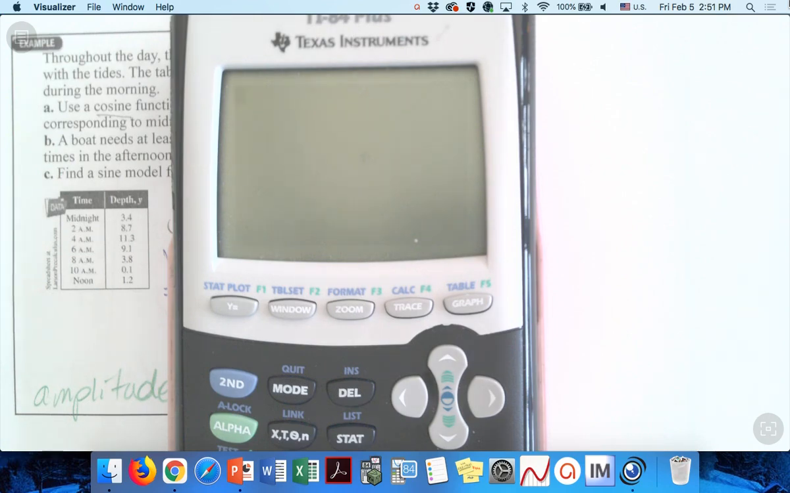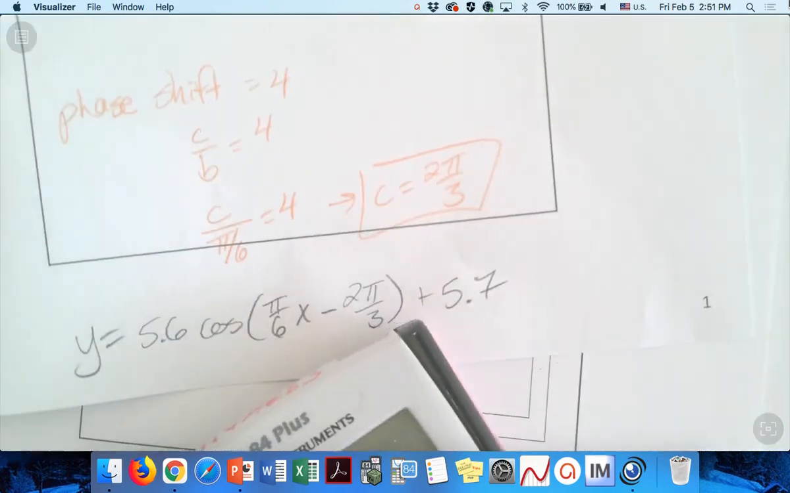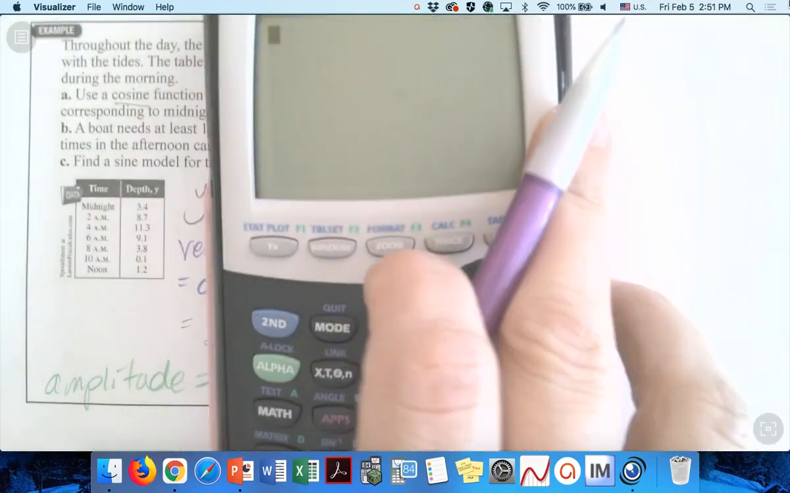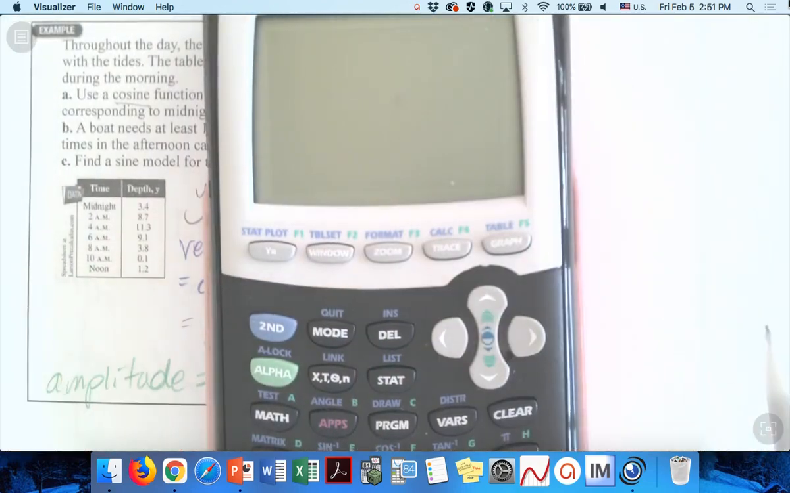We are going to also graph the function that we created. We're going to graph that in our calculator. But it's just kind of cool that if you can plot the points on your calculator and graph the function, you'll see how well your graph fits your data.